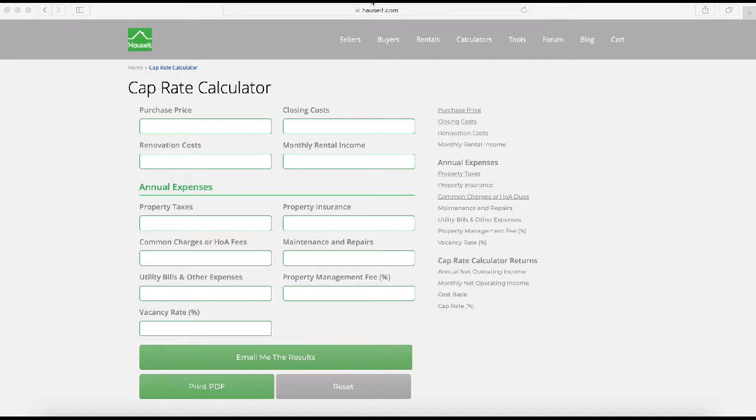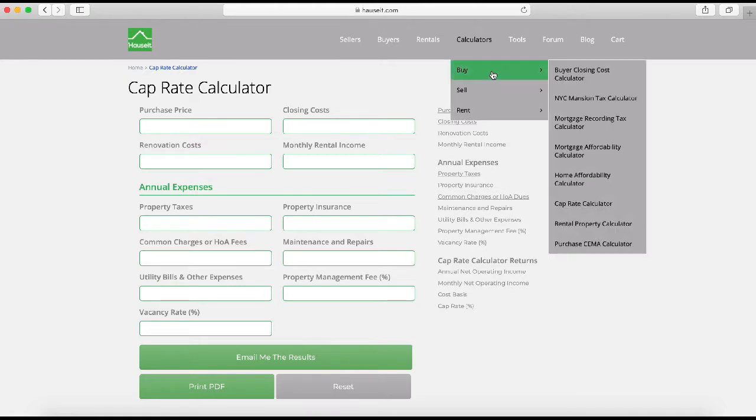Now, once you're on the Hauseit website, go to Calculators, navigate towards the Buy tab, just hover over that, and down here on the right, you will see the cap rate calculator. While we're here, worth pointing out that there's a couple other calculators you might be interested in if you're buying a rental property. The first thing you'll want to look at is the buyer closing cost calculator. And that's actually important because you will need that as one of our inputs in the cap rate calculator itself.